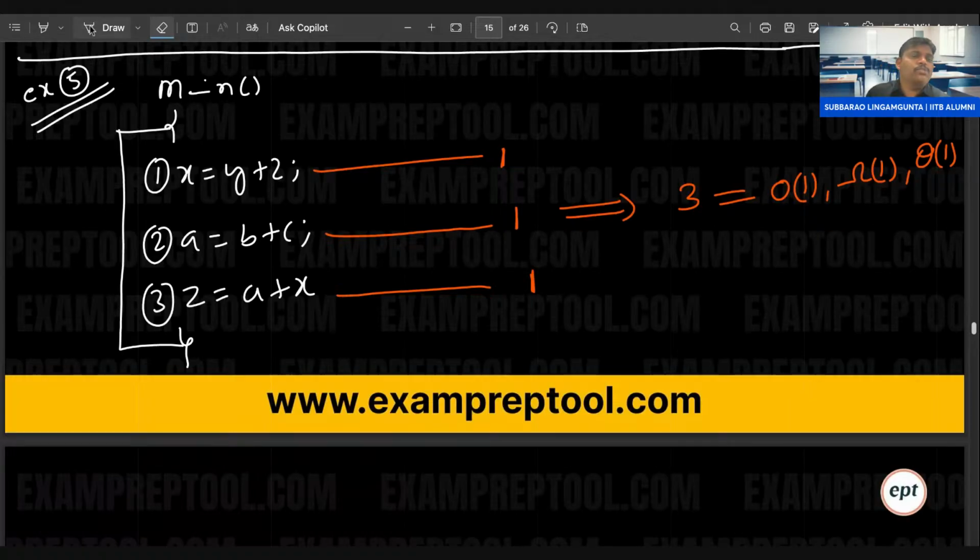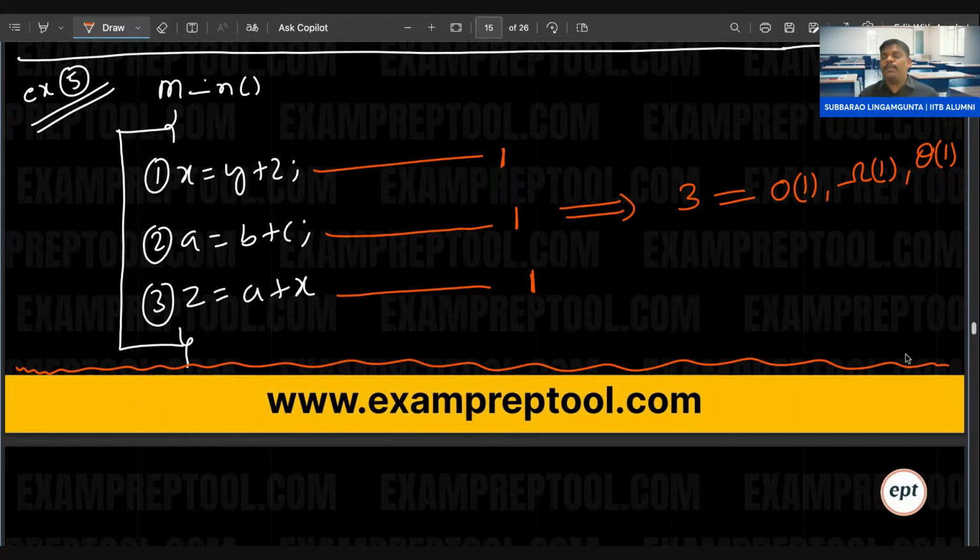From now onwards, everyone remember. For the 5th problem, please be careful. In any program, if you are finding the time complexity and there is no loop, the time complexity is constant. Remember, time complexity means loops only. If no loop, constant. Constant means what? Big O of 1, omega of 1, theta of 1.